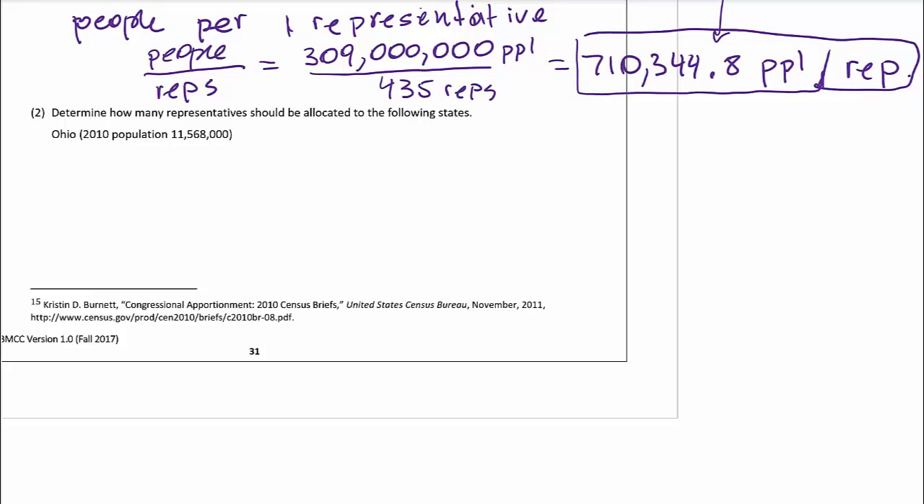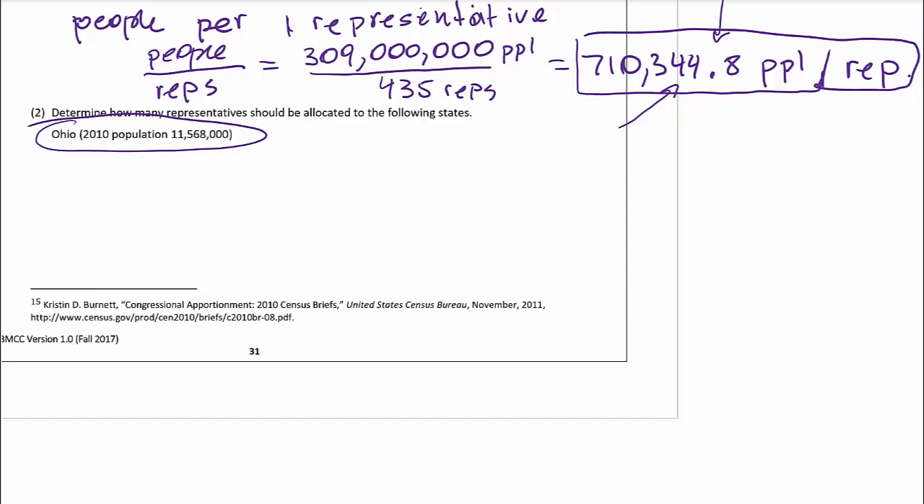According to the idea of proportionality, this number has to stay the same regardless of where the person lives. So if you think about 710,345 people about per one representative, Ohio has more than that. It has 11 million and something. So how many representatives should Ohio have? Think about it for a moment and see if you can do the calculation.